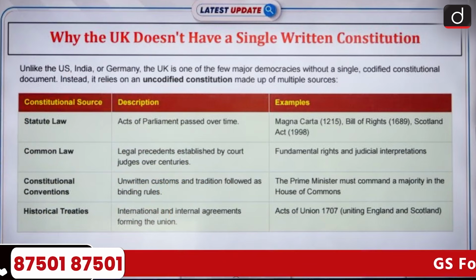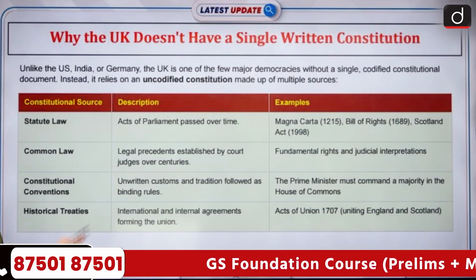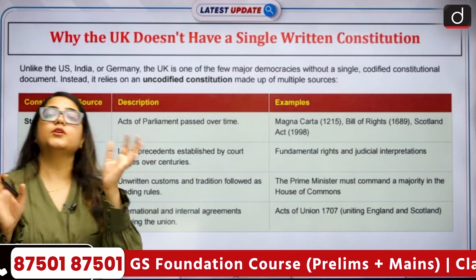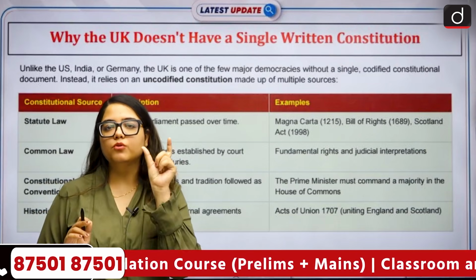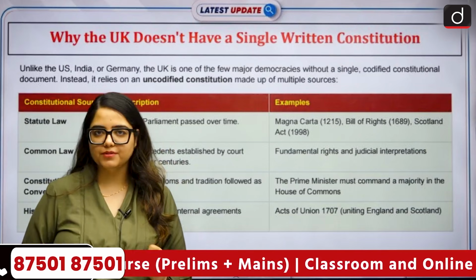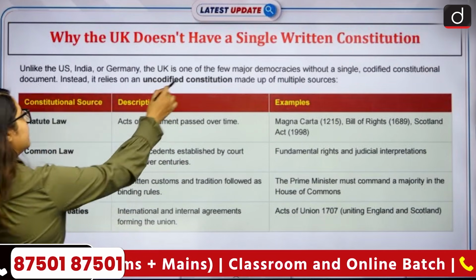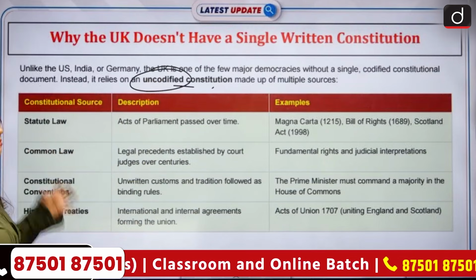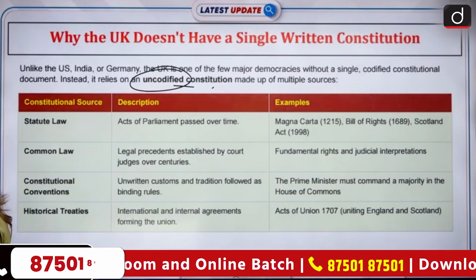Now, unlike the US, India, and Germany, the UK is one of the few major democracies without a codified constitution. It has a constitution. It is not like it doesn't have one. It has an uncodified constitution. That is the problem, right? They have an uncodified constitution made of multiple sources, and they depend on multiple sources.